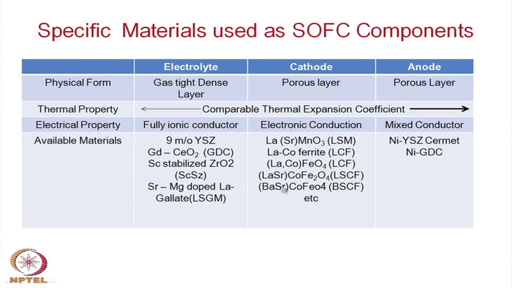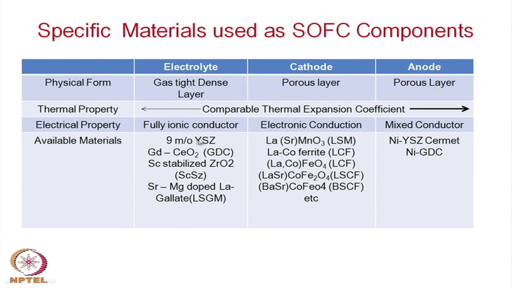So, these are some of the alternative materials or cathode materials one can use, and when it comes to anode, not many alternatives are there. The most important one of course is nickel YSZ. It is a cermet in which metallic nickel is there, and YSZ is the same YSZ here.